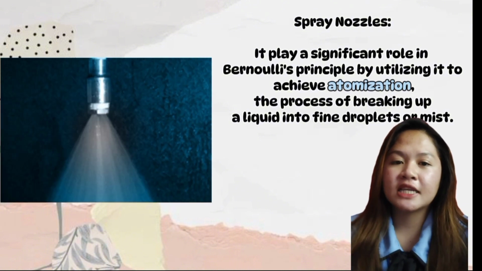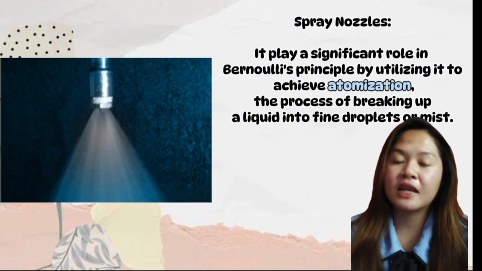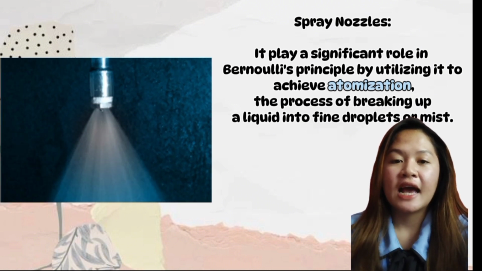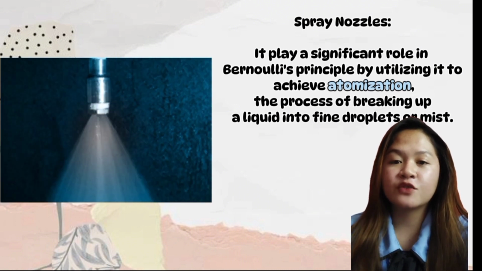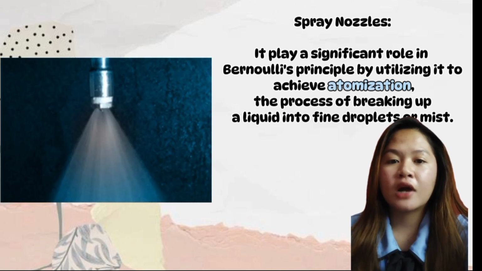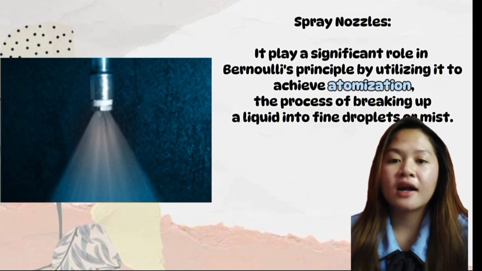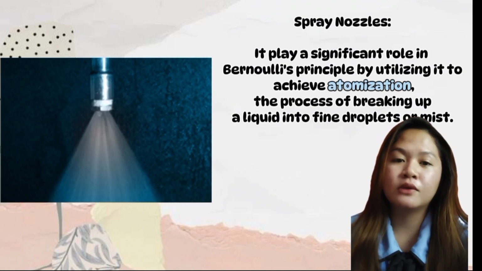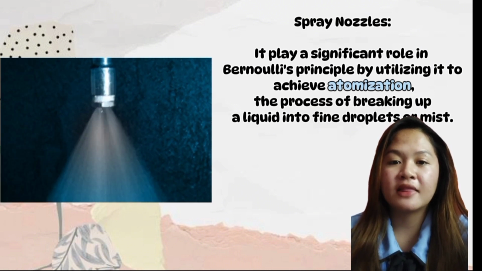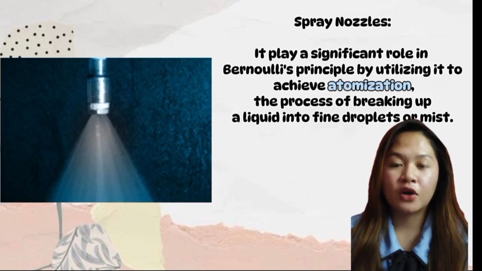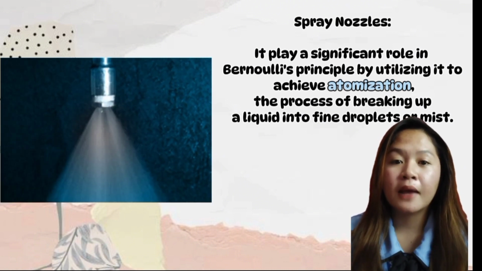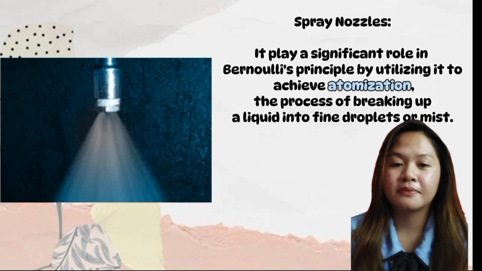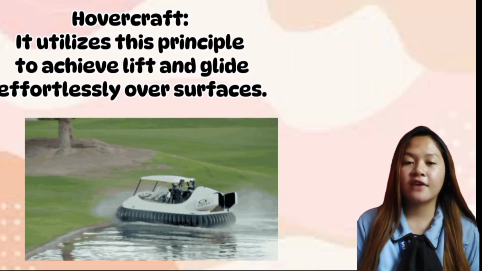Try to imagine the nozzle of a perfume bottle, a paint sprayer, or even a water sprayer. As the trigger is pressed, liquid is forced through the small opening. The narrow opening acts like a venturi throat, causing the liquid to speed up. This increase in speed, again thanks to Bernoulli's principle, leads to a pressure drop at the nozzle tip. This low pressure draws air into the liquid stream, breaking it up into fine droplets or mist, creating an efficient spraying mechanism.